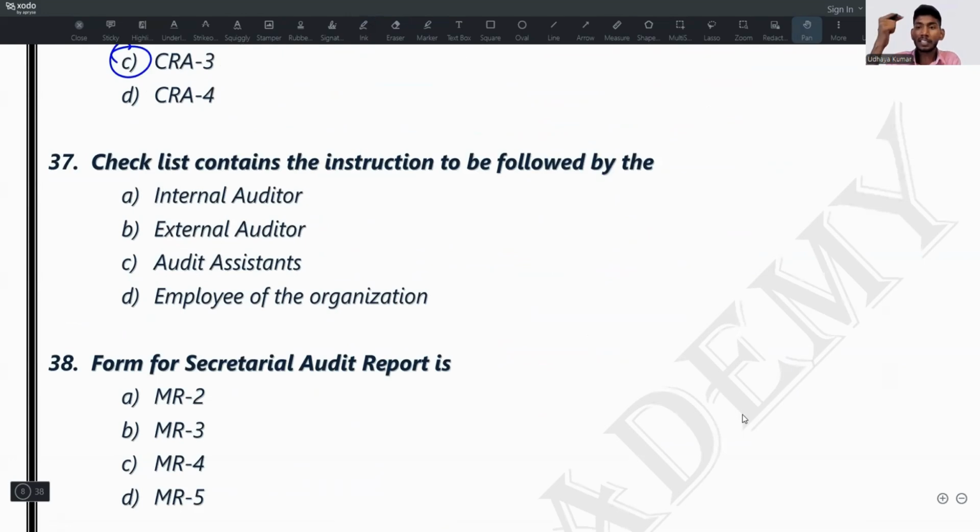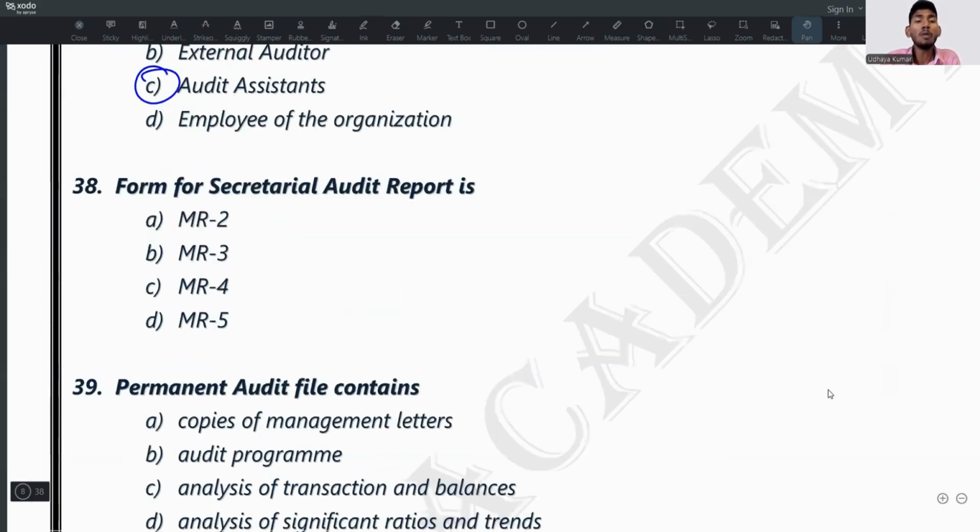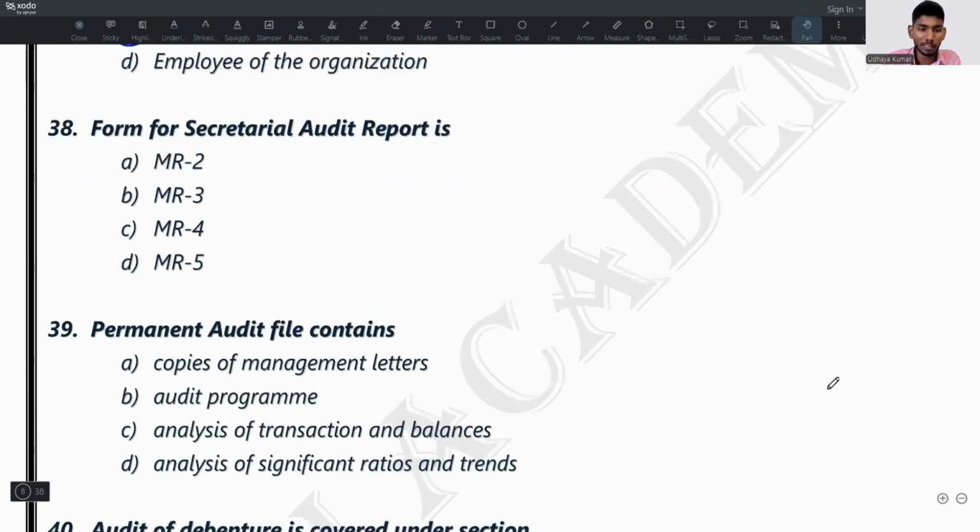In checklist, we have discussed the techniques for evaluating the internal control system, right? So here the checklist contains the instructions to be followed by whom? Audit assistants. As an audit assistant, you have to carry this checklist and you have to tick the right one, right? So then, form for secretarial audit report: it is submitted through form MR3. You must remember this, okay?